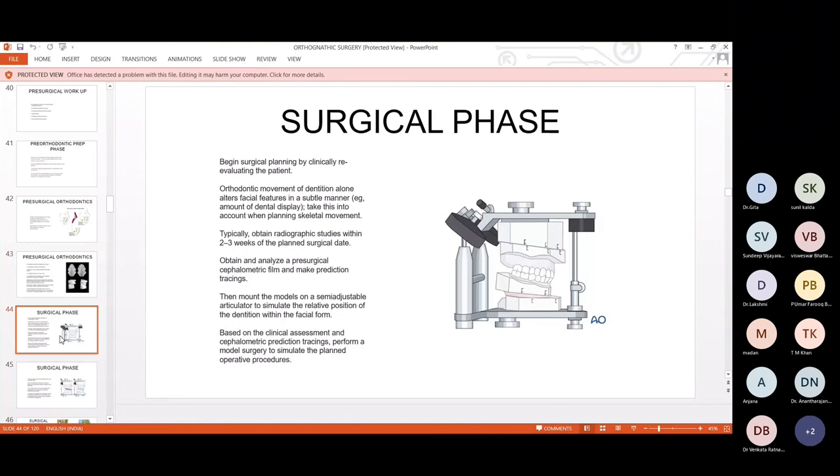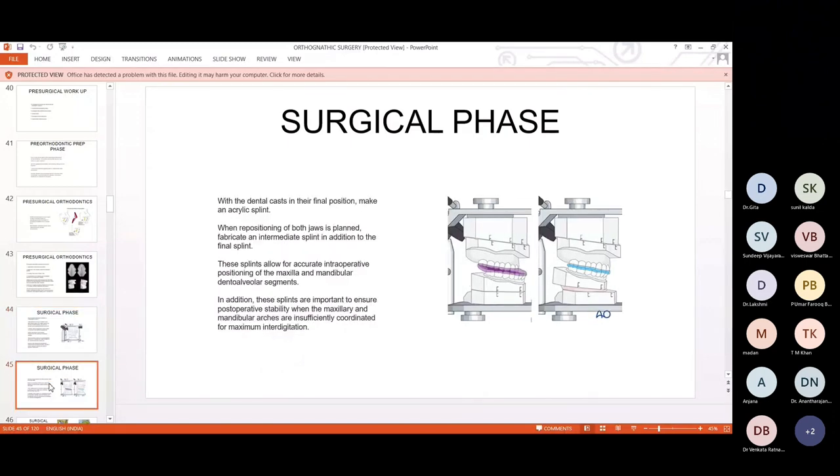So 2 to 3 weeks prior, we do a dental model and then do the dental mock surgery. So this is the surgical phase. These are the intermediate splints which are prepared for the bimaxillary surgery, and this is the permanent splint. The intermediate is usually in violet color, and the permanent is in the blue color. That is to give a dental wafer before you do the occlusion pattern.